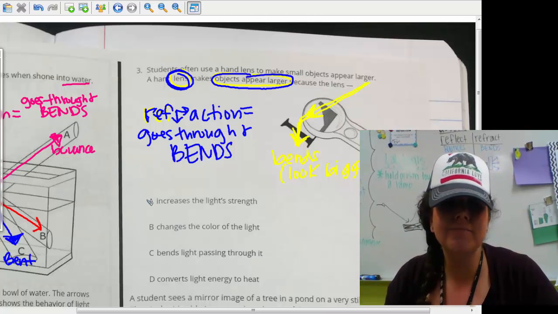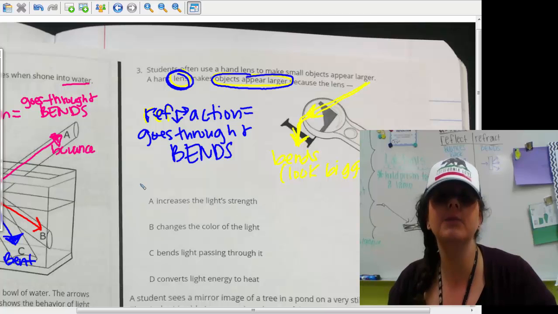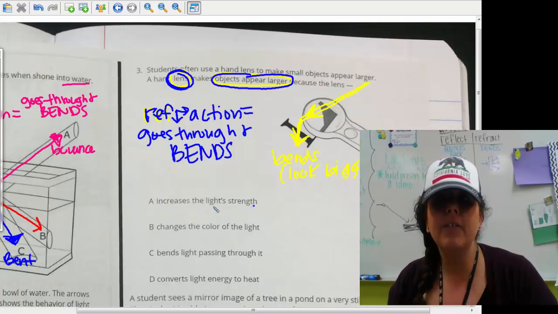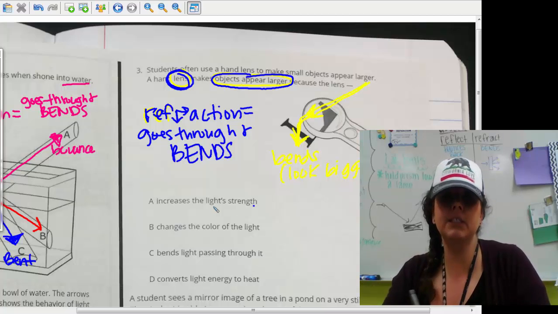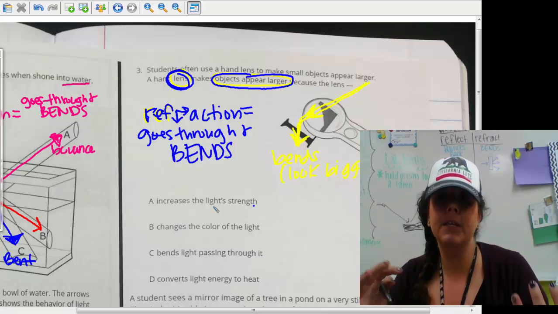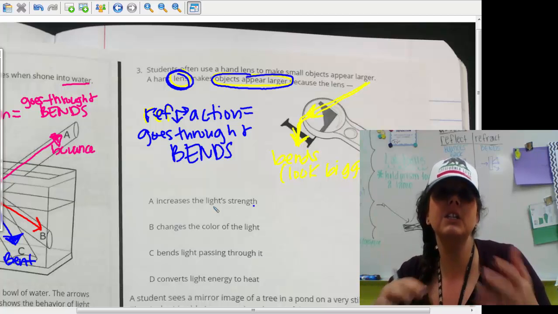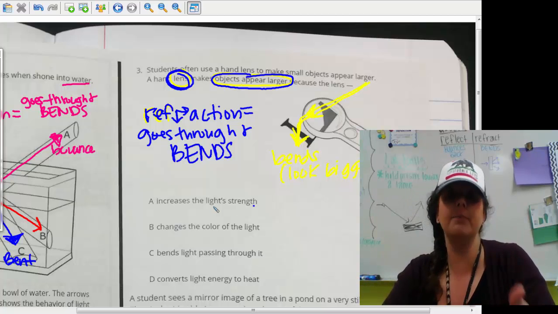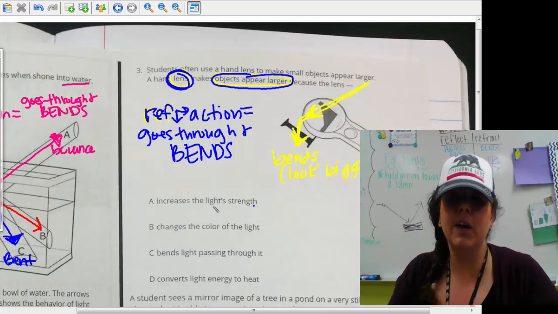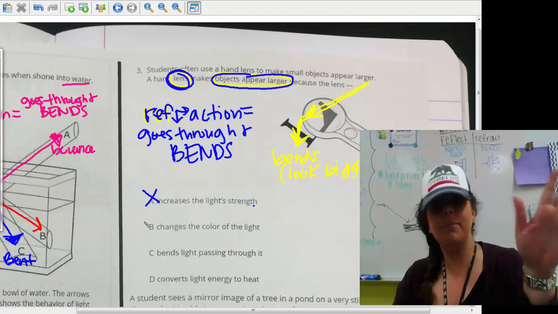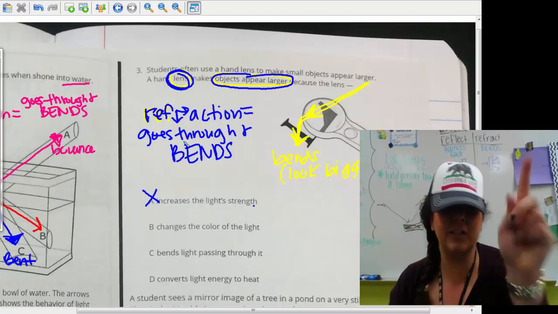Choice A. Does the lens make objects look bigger because it increases the light strength? If it increases the light strength, then that means the light got brighter. Does the light get brighter when it goes through a hand lens? No. It just makes the object look bigger. Okay, so is that my answer choice? Nope. So I'm going to say goodbye, because that is not refraction.